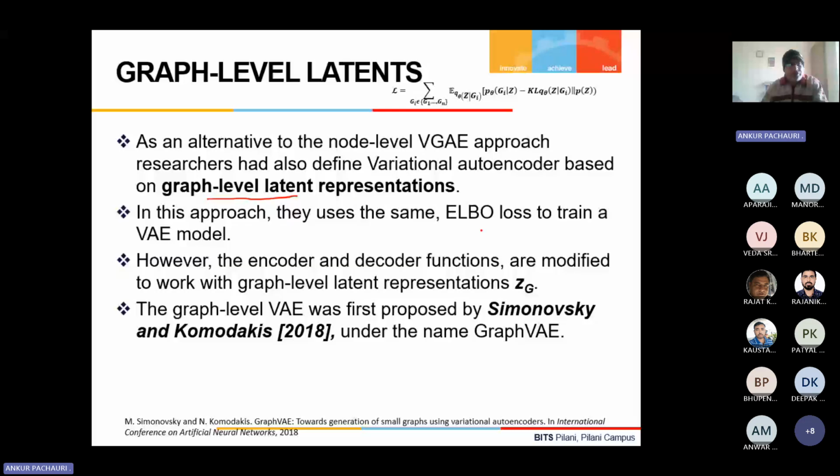In that approach, they use the same ELBO function to train the VAE model. However, the encoder and decoder functions were modified to work with the graph latent representation in the form of z. Graph-level variational autoencoders were first proposed by Simonovsky and Komodakis in the year 2018, and they named their algorithm GraphVAE, graph variational autoencoder. The full form remains the same, but somehow they made some differences.